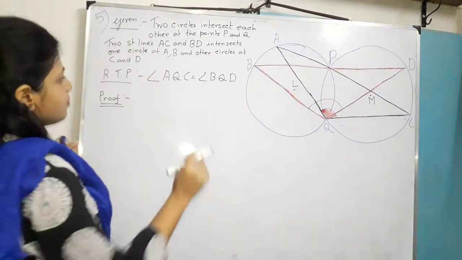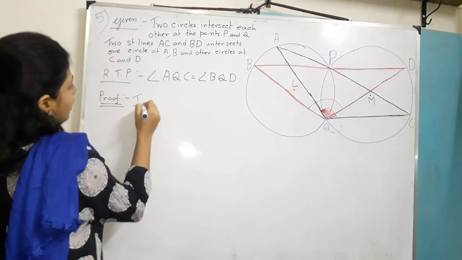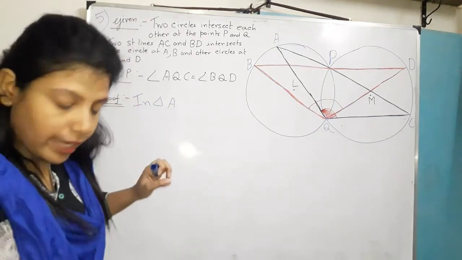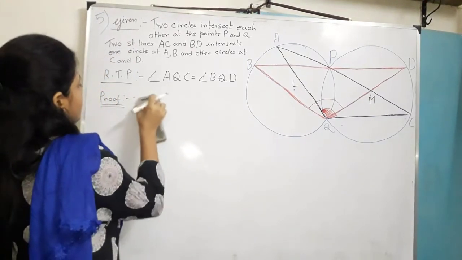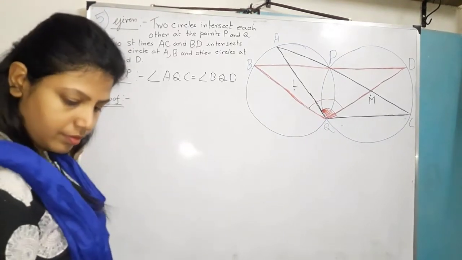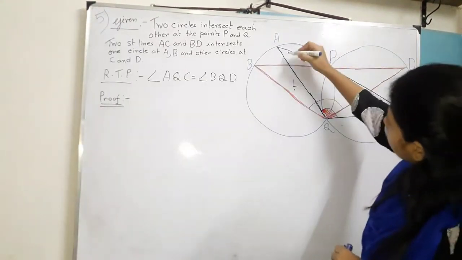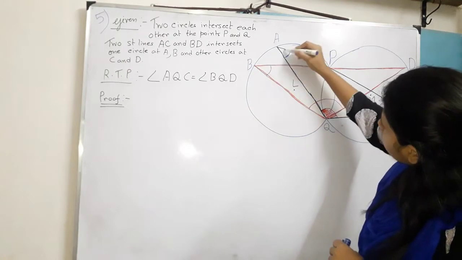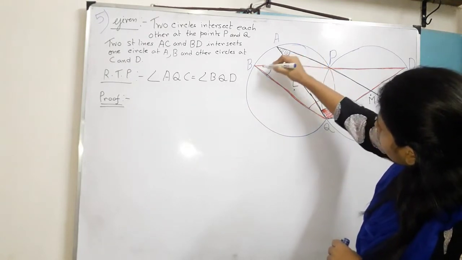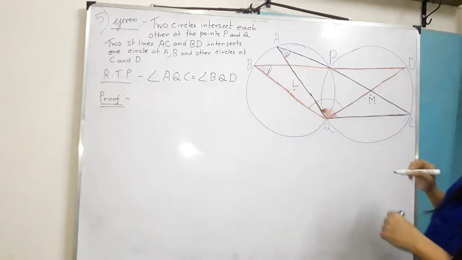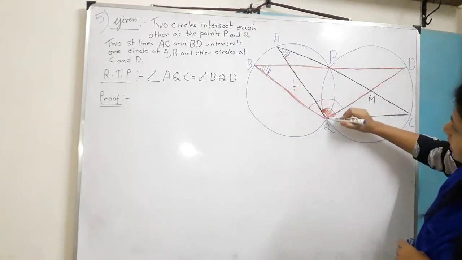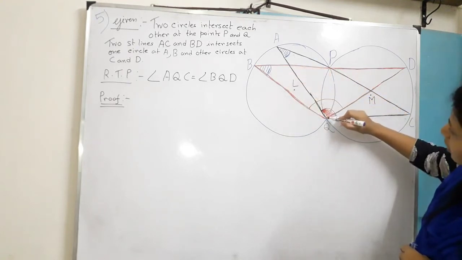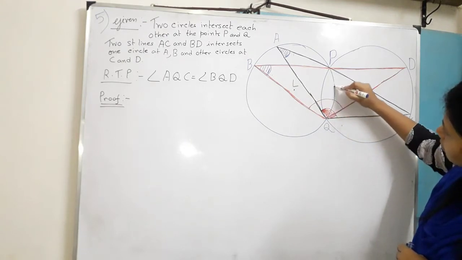Now I will write it down. In triangle. Okay, before that I have to write first. Sorry. Observe these two angles. Both are equal. Why? Both of them lie on the same arc PQ. These two lie on the same arc PQ. This one.